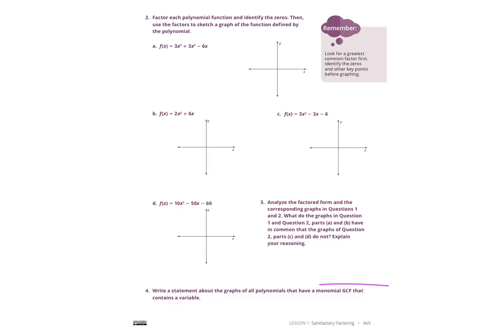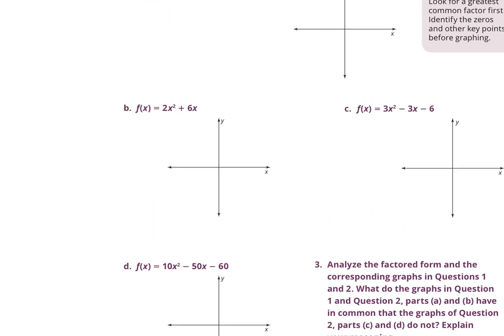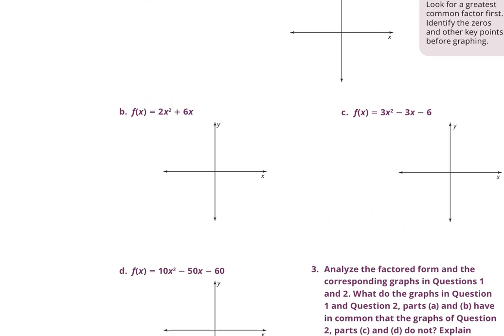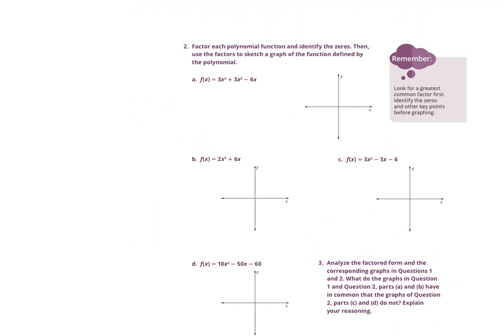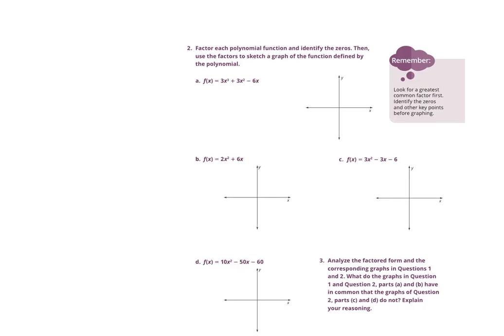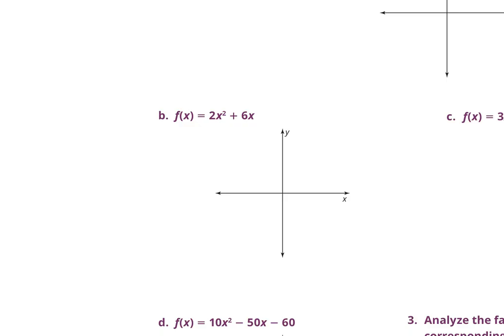And the first problem I actually want to do, a little bit out of order, is I want to do letter B. So in all these problems, it's going to say to factor the polynomial and identify the zeros. Then use the factors to sketch the graph. So the first thing you always do, the first rule of factoring, number 1, is always to pull out the GCF.